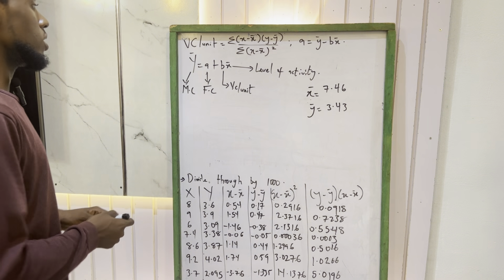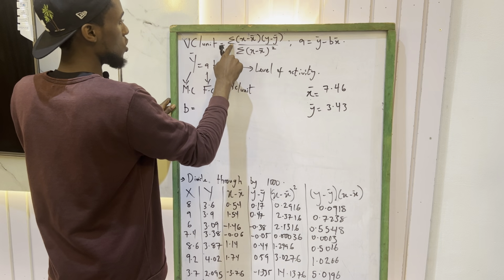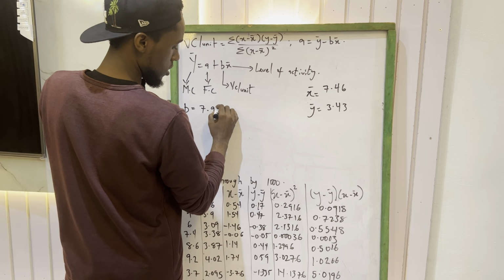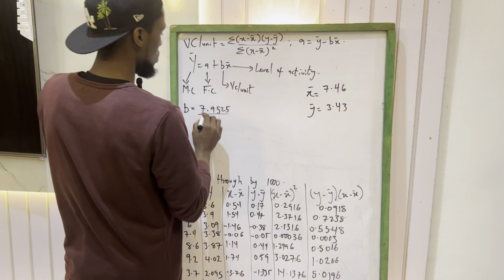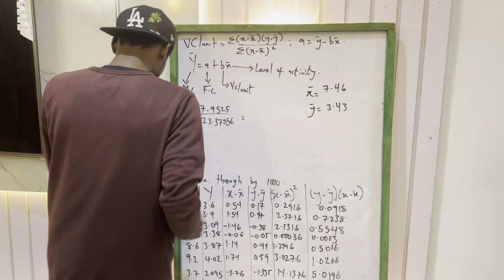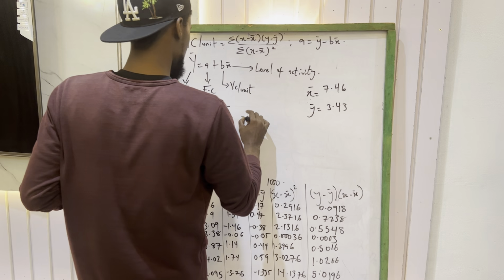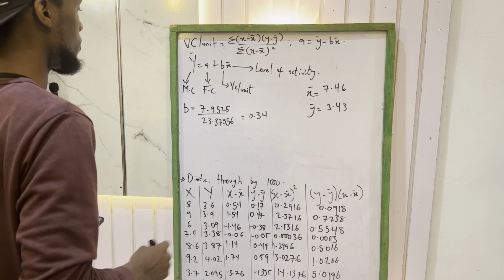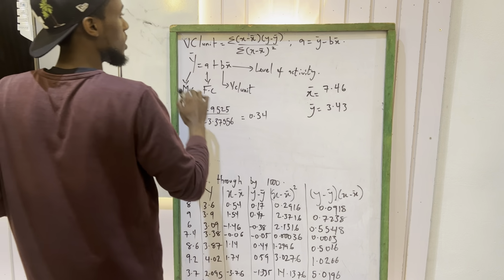We are going to look for a, but let's first obtain our b. So b is equal to the summation of this times this. That's what was added here: 7.9525 all over this summation, 23.37556. And that will be giving us, without further ado, 0.34. So we've gotten our b, we know our x, we know our y. So let's obtain our a.